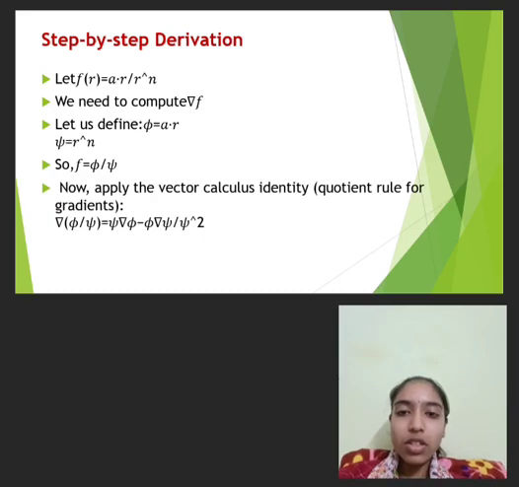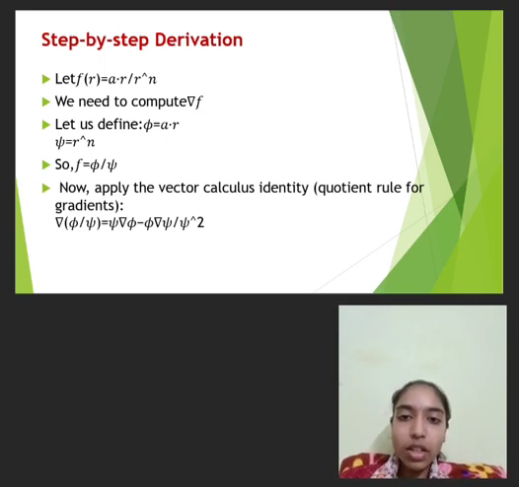Step-by-step derivation is shown as below. Let f(r) equal (a·r)/r^n. We need to compute del f. Let us define phi equals a·r and xi equals r^n. So f equals phi by xi.